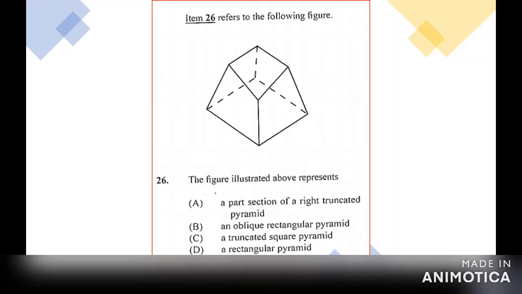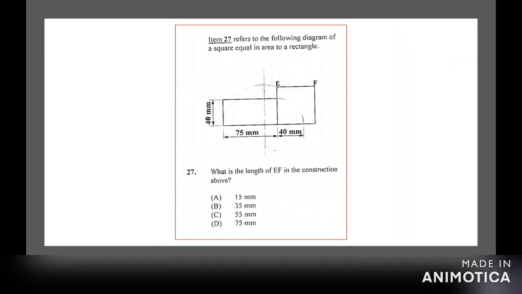26, the figure illustrated above represents a truncated square pyramid. Truncated means that it's taken off or broken off. If you had the whole thing there, it would be a square pyramid with a point at the top. Now that it's taken off, it would be a truncated square pyramid. Still a square pyramid, but it's truncated.